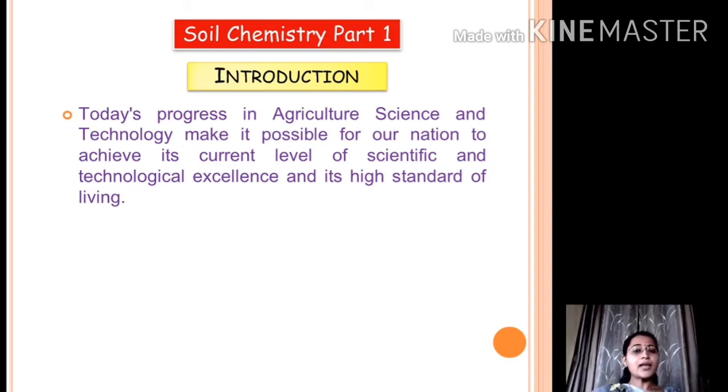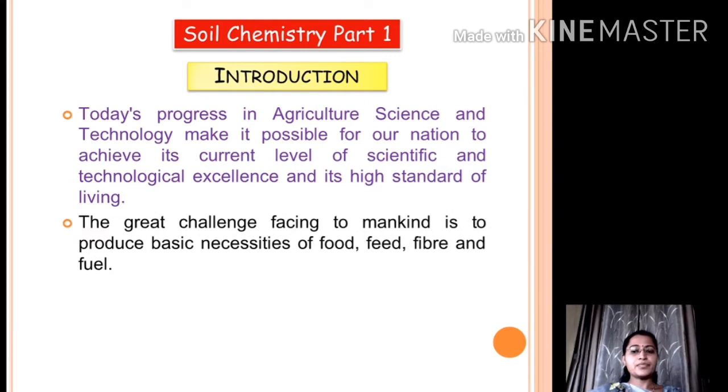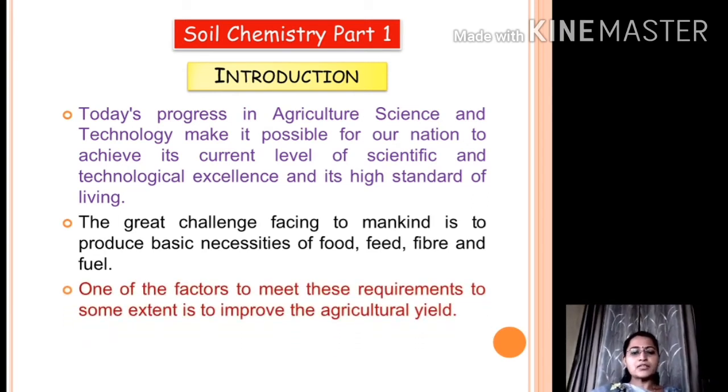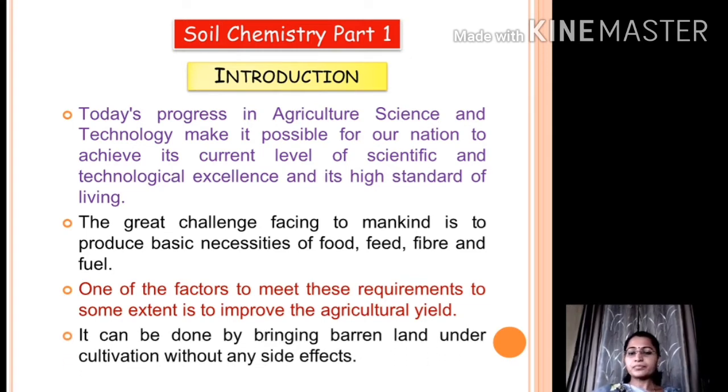Guys, today's progress in agriculture science and technology makes it possible for our nation to achieve its current level of scientific and technological excellence and its high standard of living. The great challenge facing mankind is to produce basic necessities like food, feed, fibre and fuel. One of the factors to meet these requirements to some extent is to improve the agricultural yield, and it can be done by bringing barren land under cultivation without any side effects. Barren land is the land which is deficient in nutrients.